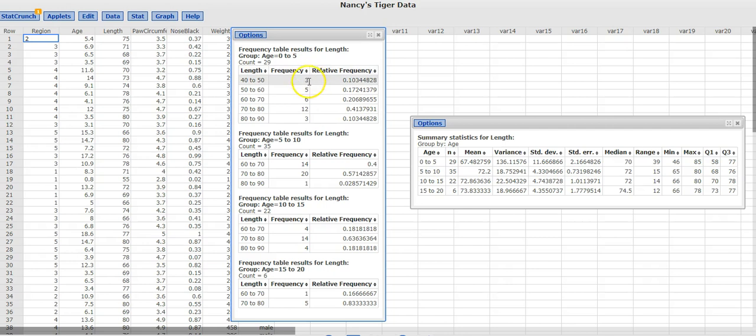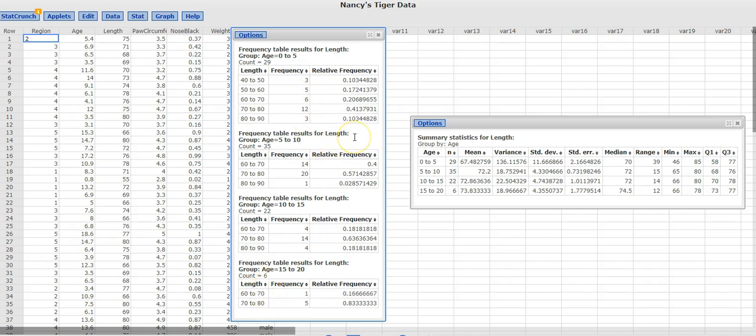If I look at the youngest age group, I can see that there are some shorter lengths in here compared to the other ones, because this is the only one that has any between 40 and 50, or between any that are 50 and 60. The other ones all start at 60 and go up.